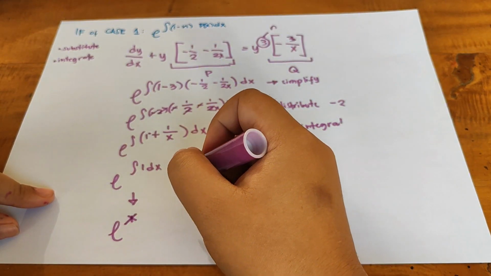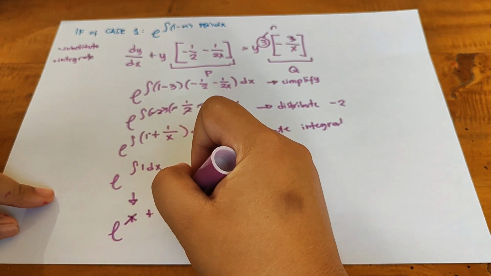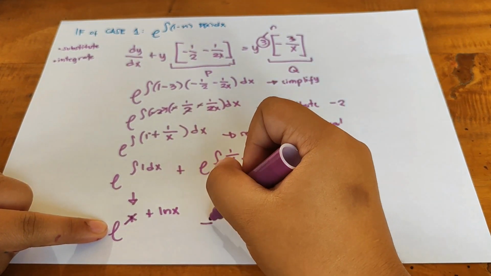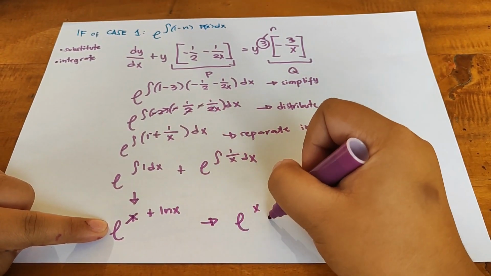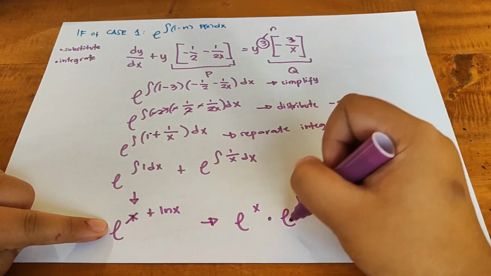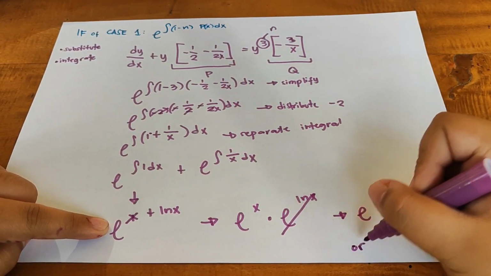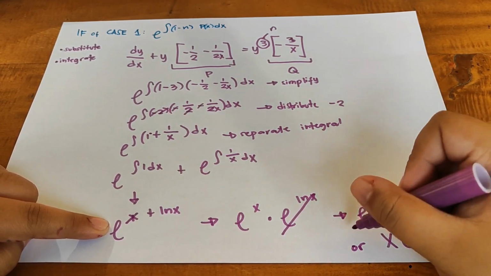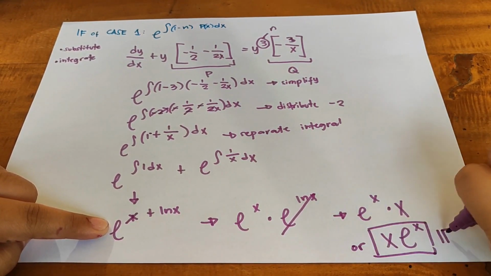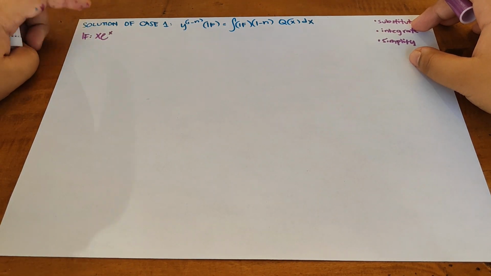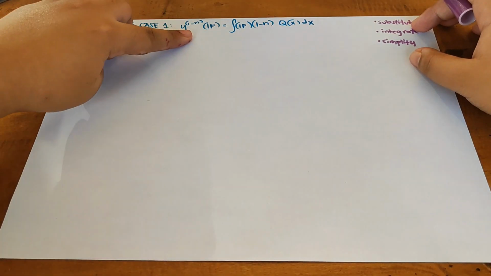Of course, we all know that the integral of 1 dx will be x, and the integral of 1 over x dx will be ln x. We can rewrite this equation as e to the power of x times e to the power of ln x, where we can cancel, and we will be left with e to the power of x times x, or x e to the power of x, which will be our integrating factor. Since we have our integrating factor, we can now solve the solution, for which we use case 1.